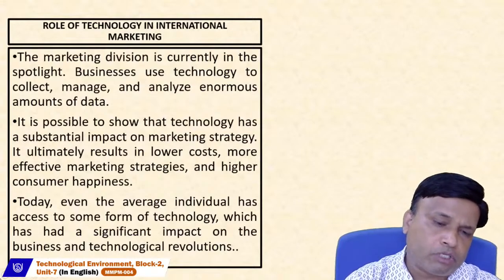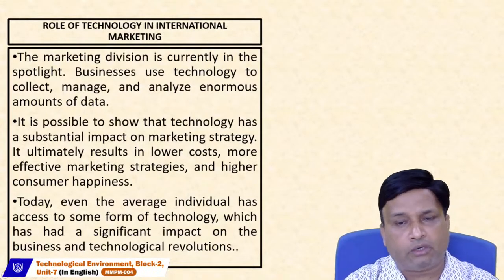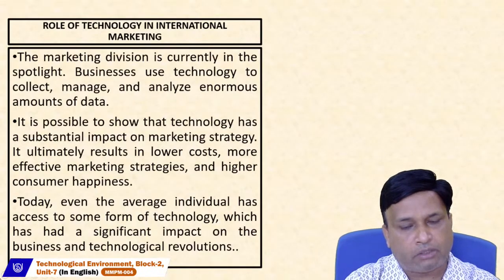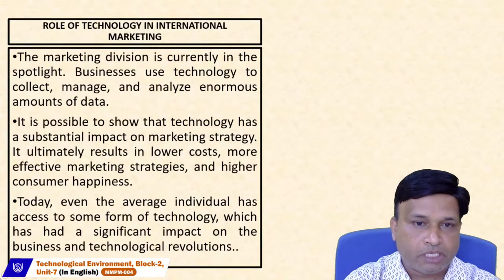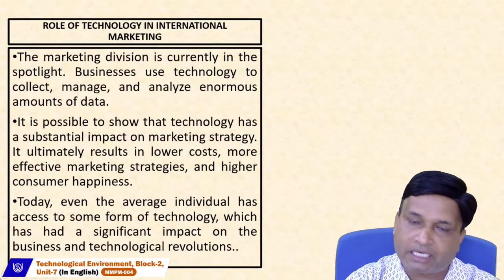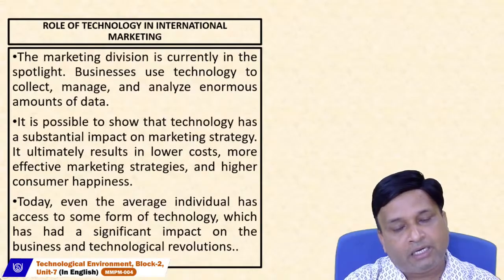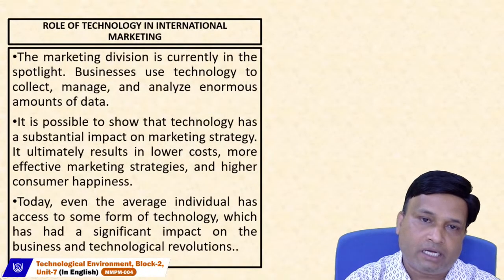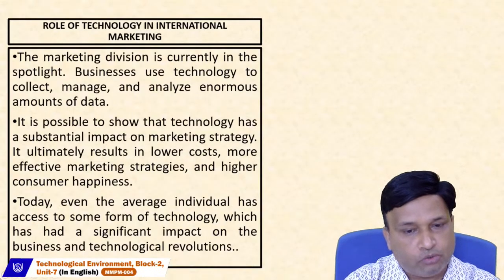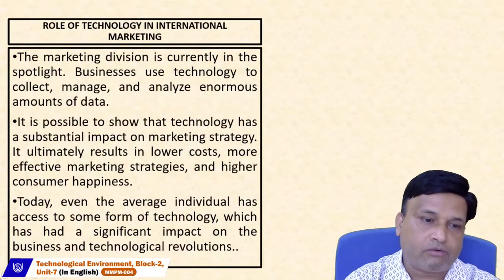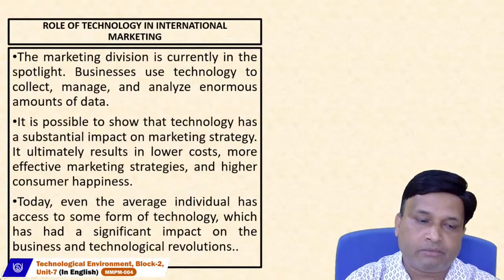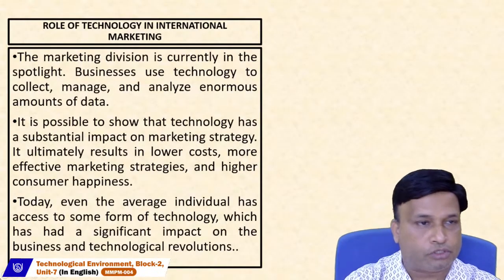And the third point is that every individual has access to technology. Even the lower sections of society, any common man, now has accessible technology. So if you are offering something at a higher or lower price, they can compare it, because ultimately technology has become our brain, our human brain. Most decisions are taken by technology, that is, your mobile phones. So the way individuals take decisions by accessing technology has changed altogether, and it has a significant impact on business and technological revolutions.